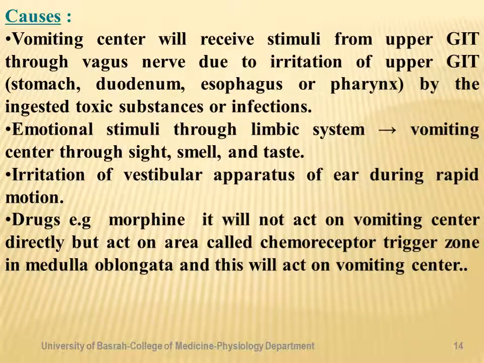Now, in summary to our lecture, the vomiting center will receive stimuli, and this summarizes how vomiting takes place. Usually the vomiting center receives stimuli from the upper GI tract, through the vagus, due to irritation of the upper GI tract, for example the stomach, duodenum, esophagus, and pharynx.